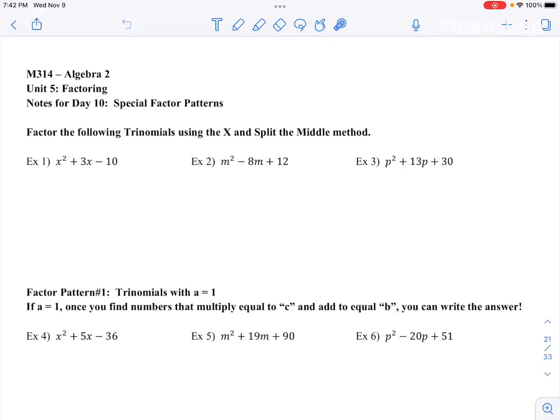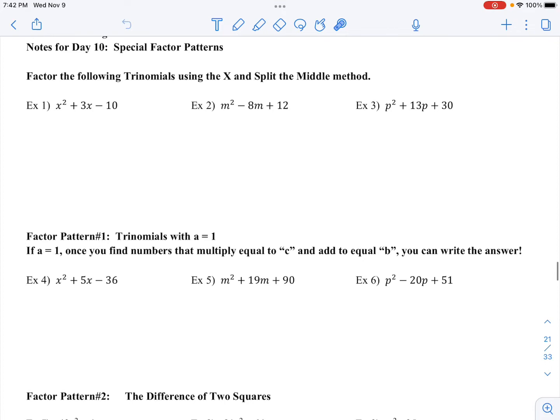All right, guys, we are on day 10. Find your Unit 5 packet and turn to day 10. We're going to talk about a couple special factor patterns. I'm going to skip a bunch of this stuff that we've already done as review, and I want to work on those in class with us.